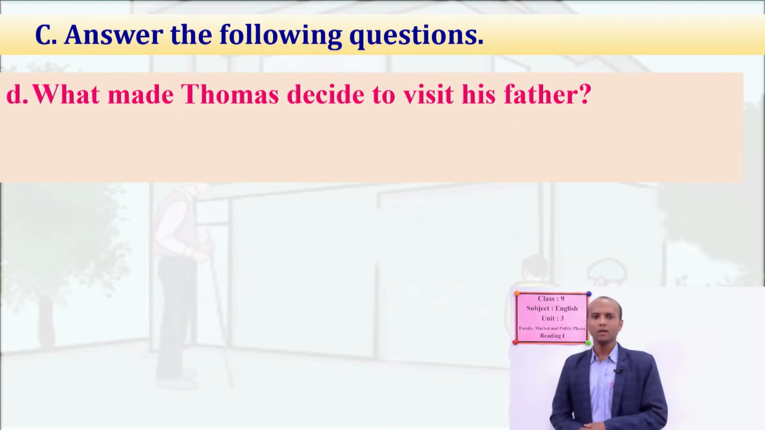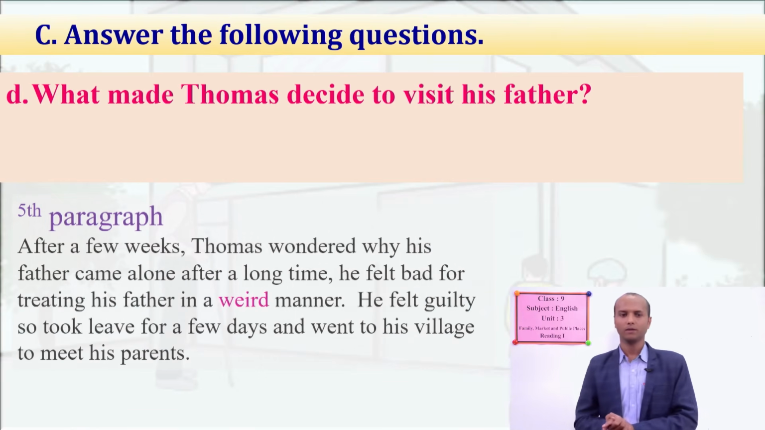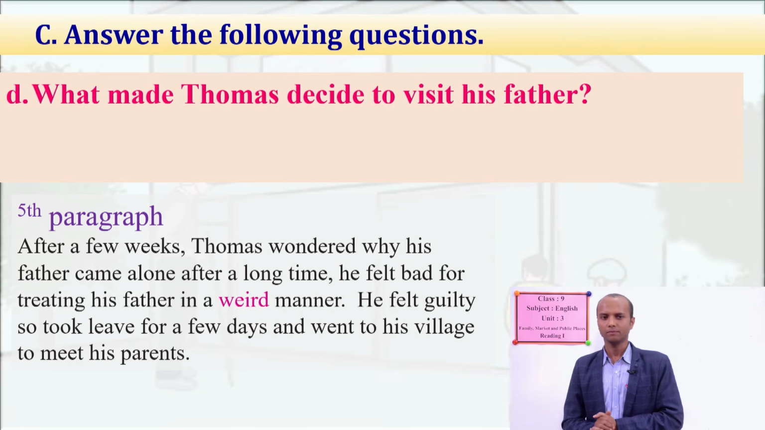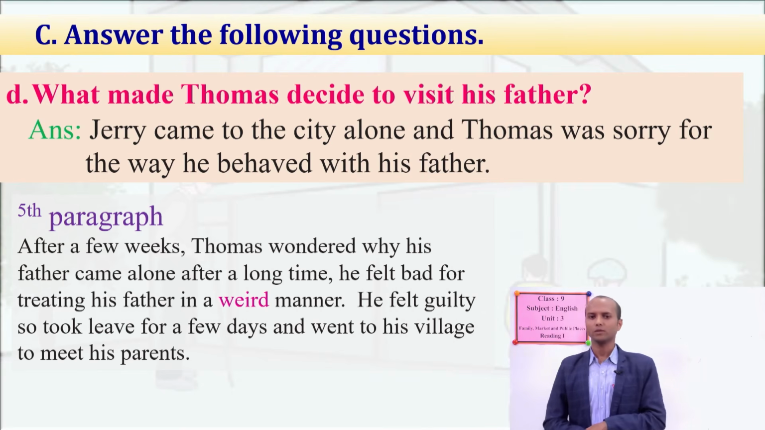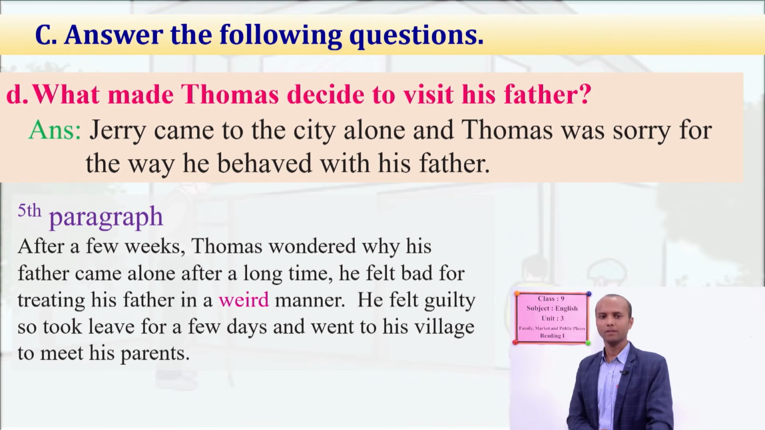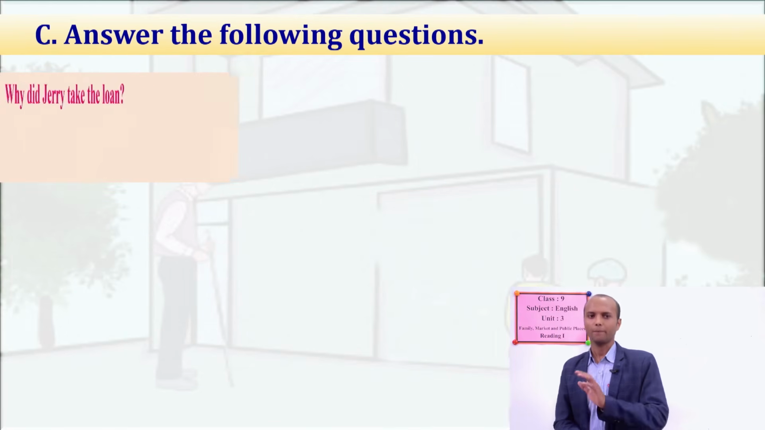That is number D. What made Thomas decide to visit his father? Can you guess? Okay, so your guesses are right. Please go through paragraph number 5 and answer the question. Yes, so you can write an answer like yours. Jerry came to the city alone, that is one reason, and next is Thomas was sorry for the way he behaved with his father.